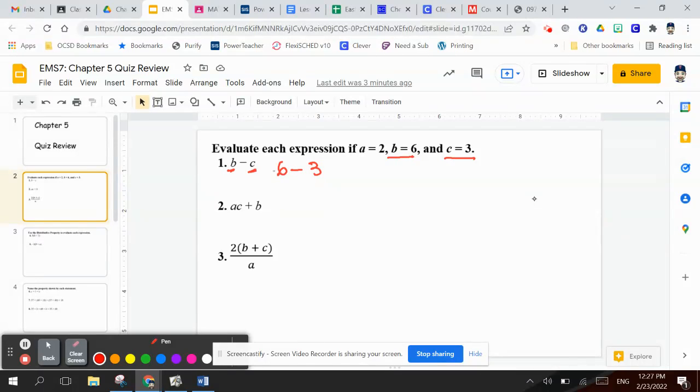So see how I took out each variable and put in the value for them, and now I can evaluate or solve. 6 minus 3 is 3.